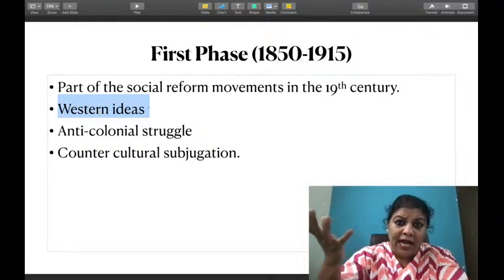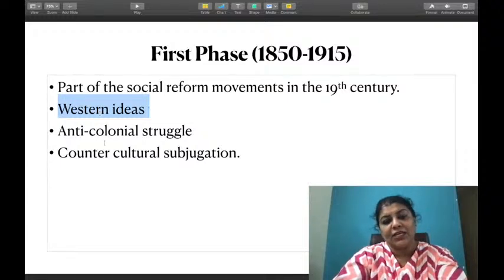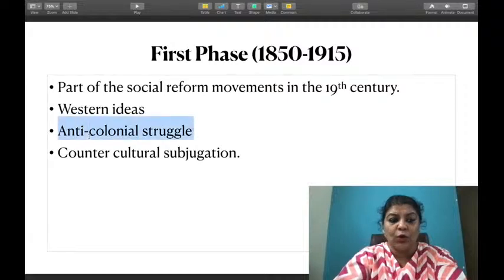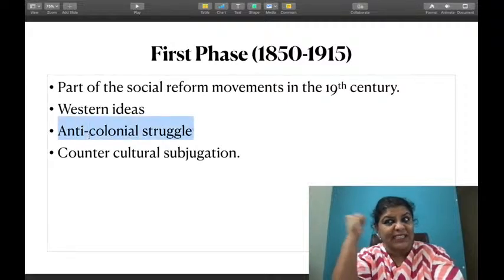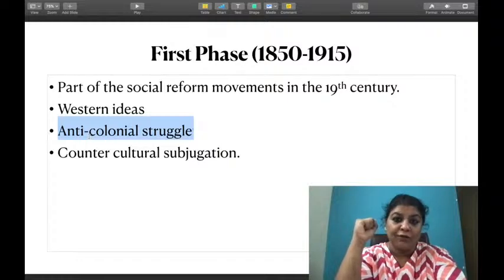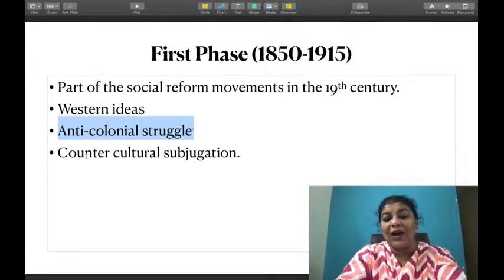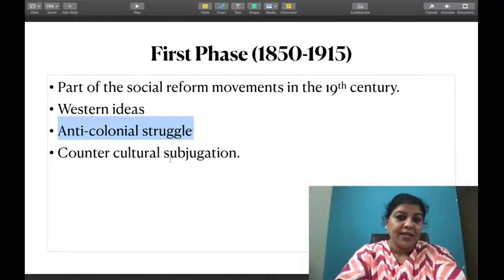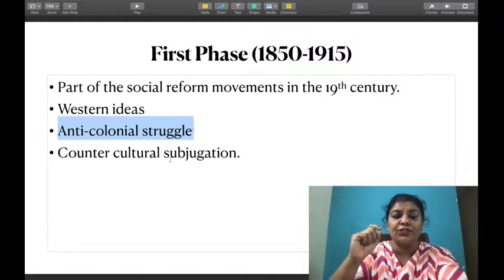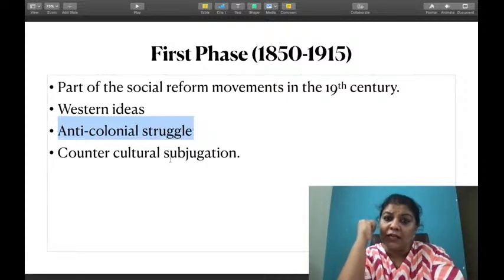injustices based on caste, based on child oppression and child marriages, things like that. So many movements came at this time, mainly as part of the anti-colonial struggle. They wanted to resist the colonial hegemony of the British on India. As you know, Mahatma Gandhi emerged as the leader. These reformers wanted to counter cultural subjugation. You know, the men wanted to counter the cultural subjugation of Indians by the British.